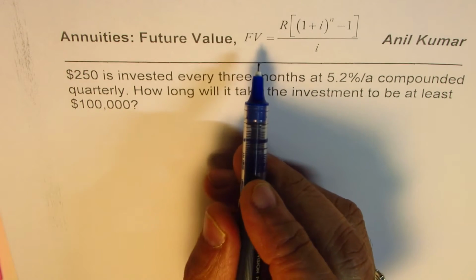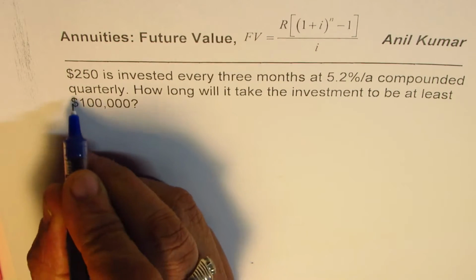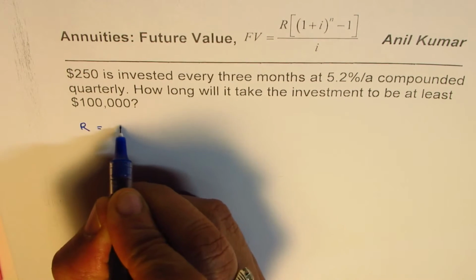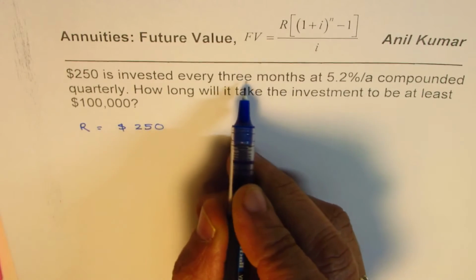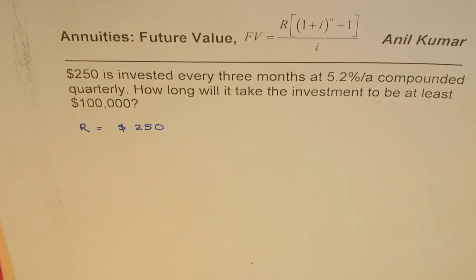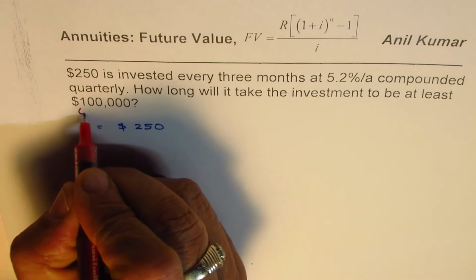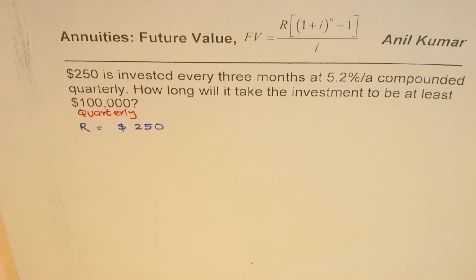So let's write down what is given to us. We have regular payments of $250, so R is equal to $250. Every 3 months this is invested, so we are talking about the quarterly case, right? So we'll write quarterly for this. Every 3 months.